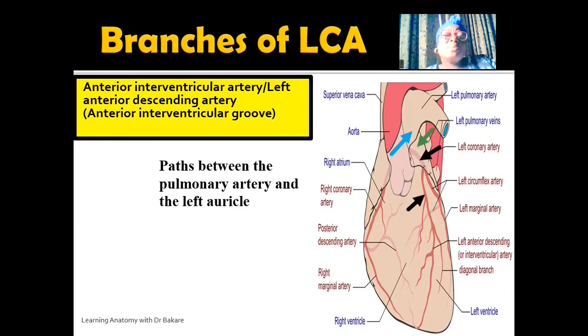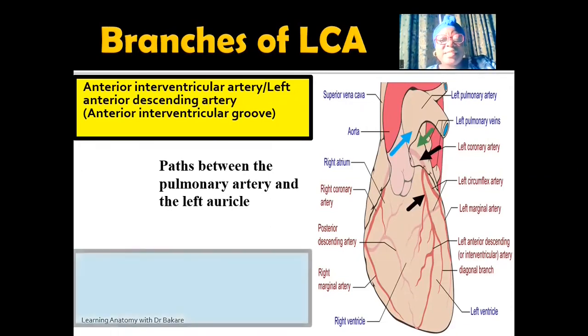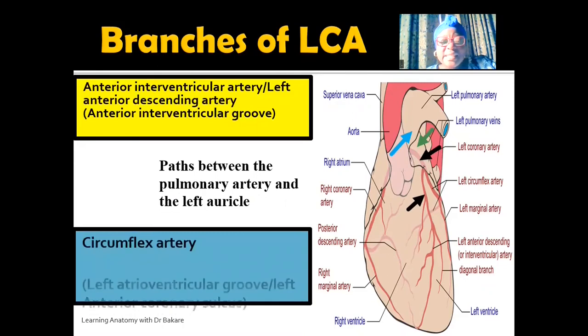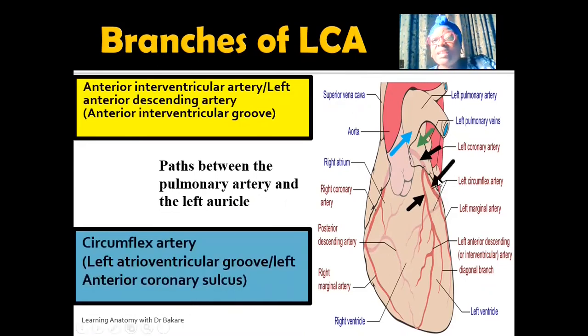Then the second major branch of the left coronary artery is the circumflex artery. And this is the circumflex artery here. That is also arrowed here in black. And you see this artery as it emerges from the left coronary artery, you see it passing through the left atrioventricular groove, or the left anterior coronary sulcus.